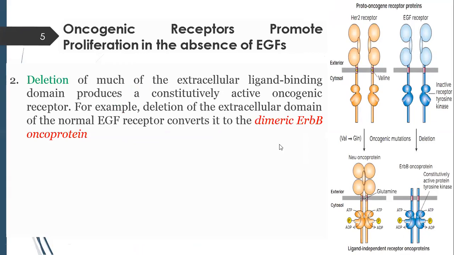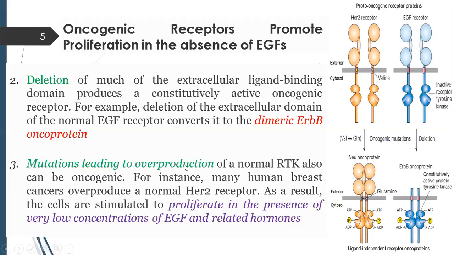Okay, so these are the two cases that have happened. The first one was the mutation in one of the transmembrane domains, from valine to glutamine, and the second one was deletion. There is another third possibility, and that is when more and more of these normal receptors are expressed on the cell surface. When there are more and more receptors on the cell surface, what will happen? So that is a mutation leading to overproduction of normal RTKs.